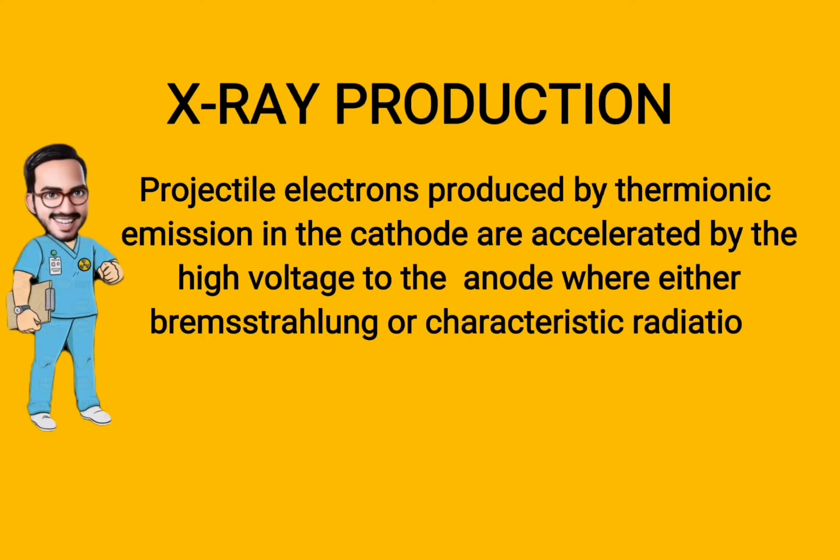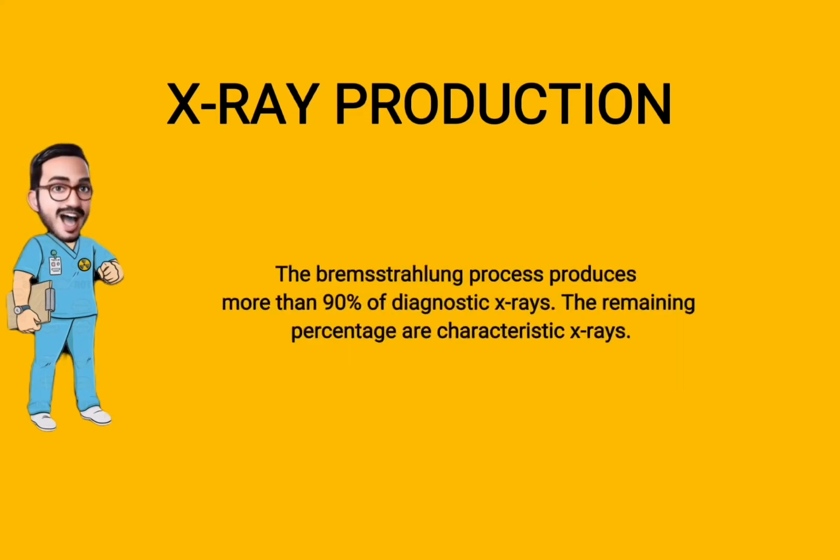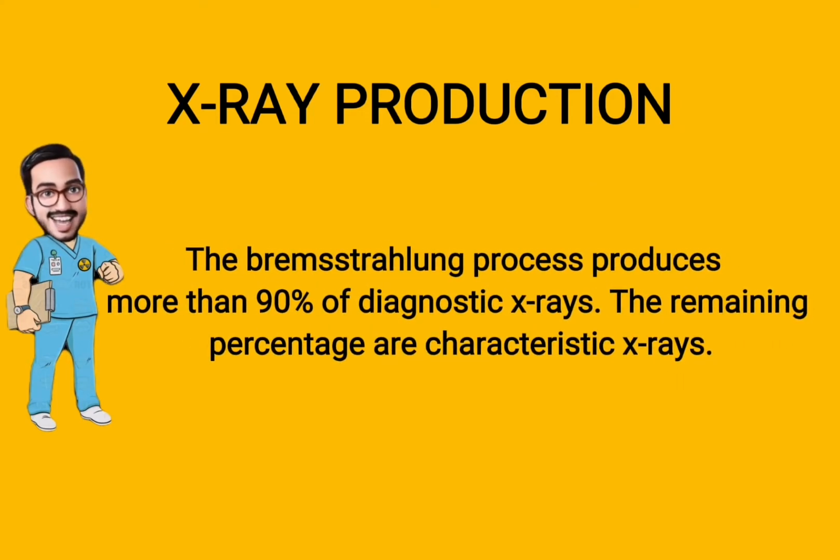Projectile electrons produced by thermionic emission in the cathode are accelerated by the high voltage to the anode, where either Bremsstrahlung or characteristic radiation is produced. The Bremsstrahlung process produces more than 90% of diagnostic X-rays. The remaining percentage are the characteristic X-rays.